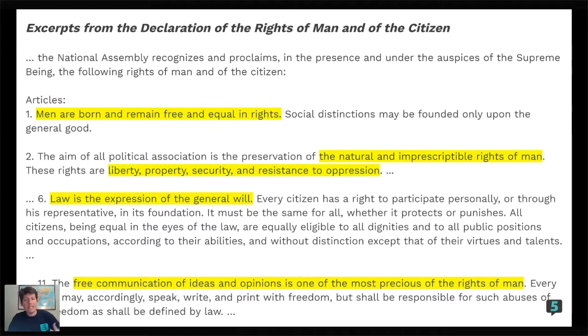And then later on, ideas of Voltaire: free communication of ideas and opinion is one of the most precious rights of man. Again, freedom of speech, freedom of religion, which is mentioned in another one of these articles, actually in Article 10, I think, which I removed here. But right, they can speak, write, print with freedom, free from any abuses of these rights. And so these ideas are present in the United States when the revolution comes. They're present in France when the revolution comes, and they're present in Latin America.